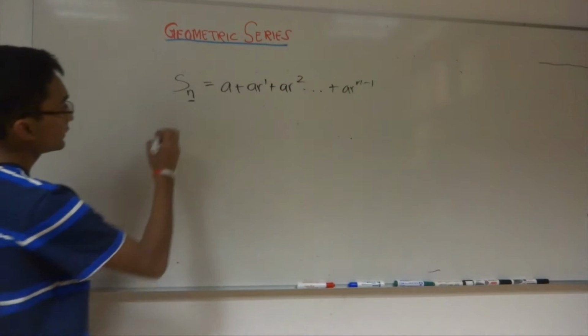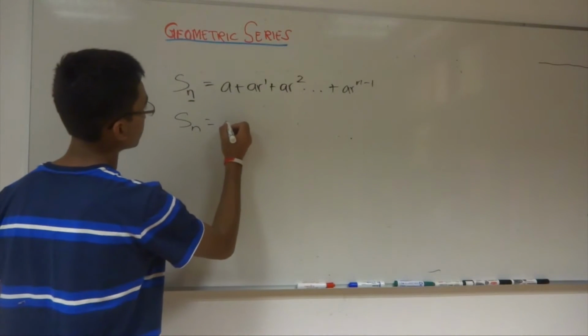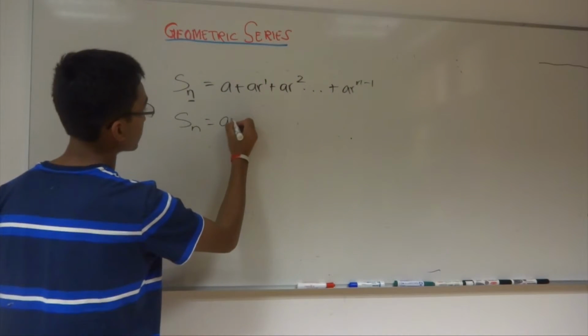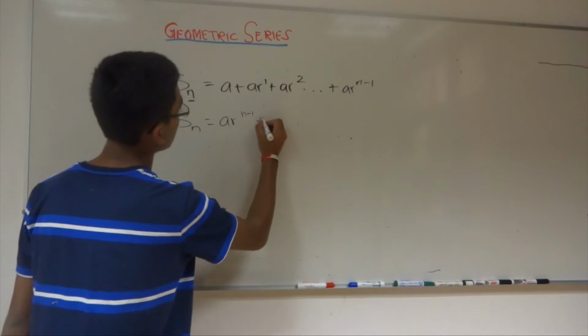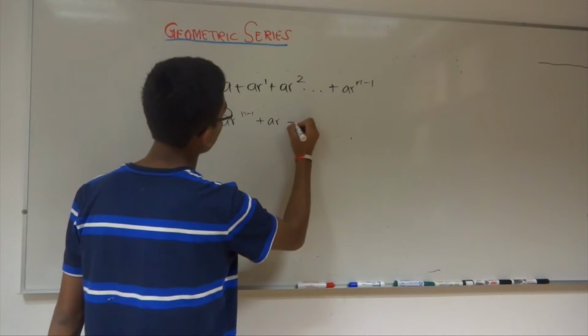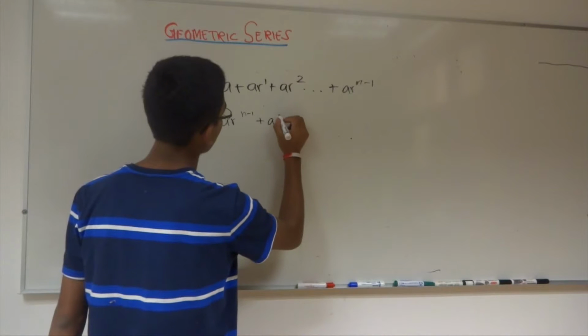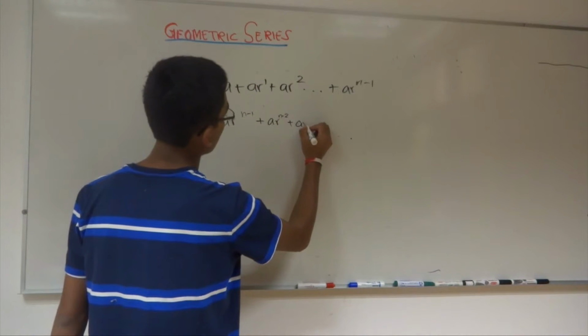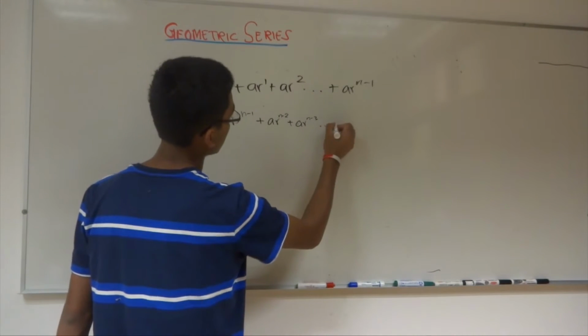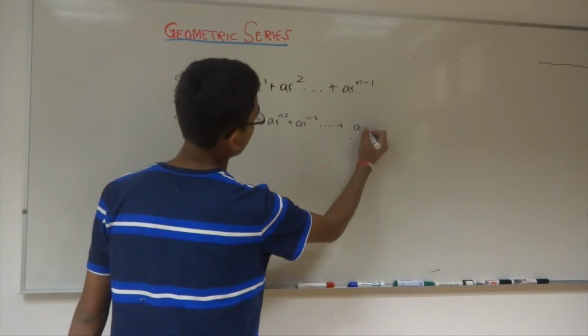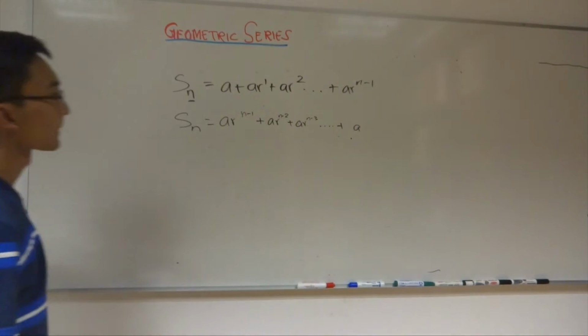Now, do the same thing, but write it the other way around. So a r to the power n minus 1 plus a r to the power n minus 2 plus a r to the power n minus 3, dot dot dot, plus a.